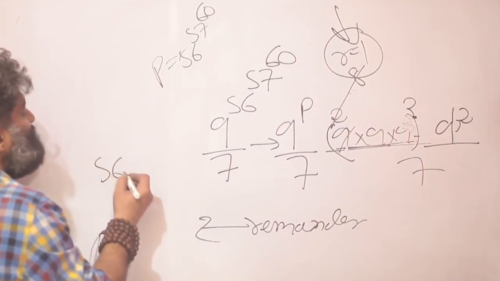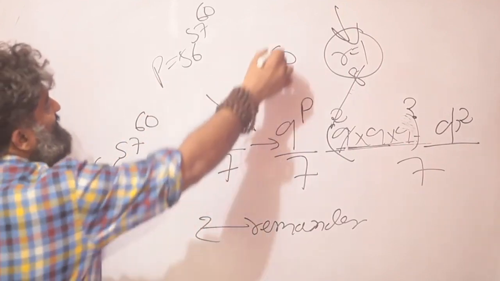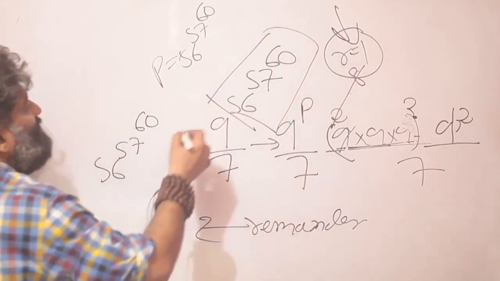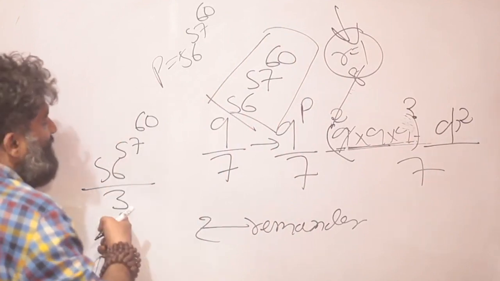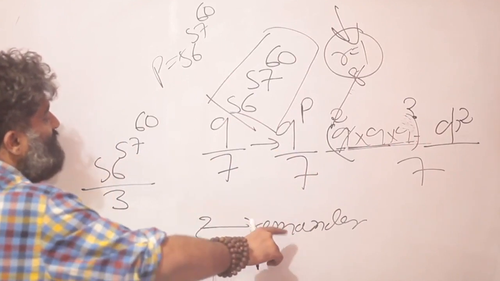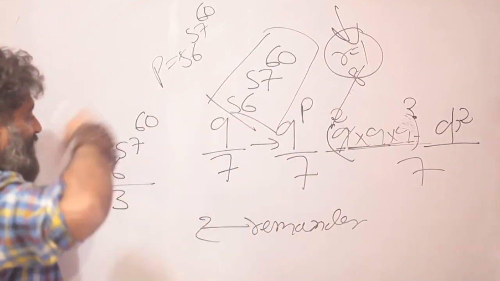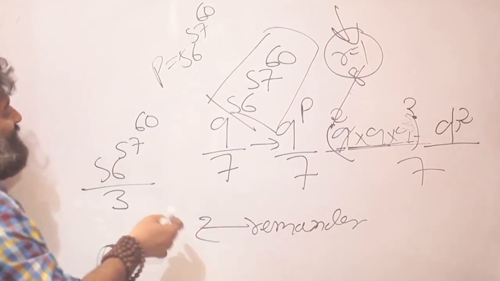And what is your power? Your power was 56 raised to 57 raised to 60. That means I am focusing on the power part, the indices part only. Now I am dividing this by 3. Why am I dividing this by 3? That should be clear. Why do I want to find the remainder should be clear. Even if I can't personally explain it, it should be a curious thing for you. Why am I looking for the remainder?